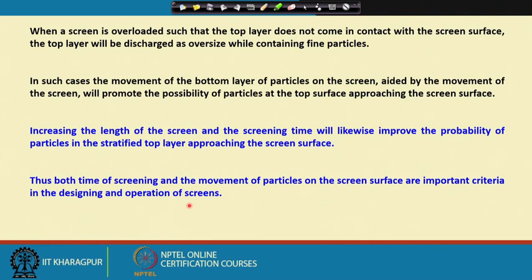So, you should have a good knowledge about the material flow characteristics. What is the flowability of my materials? If they are sticky particles, their flow characteristics are different. If they are angular particles, their flow characteristics are different. If they are very fine particles, their flow characteristics are different. If they are coarser particles, their flow characteristics are different.